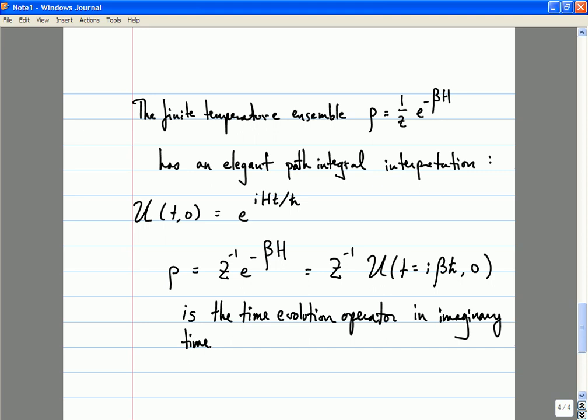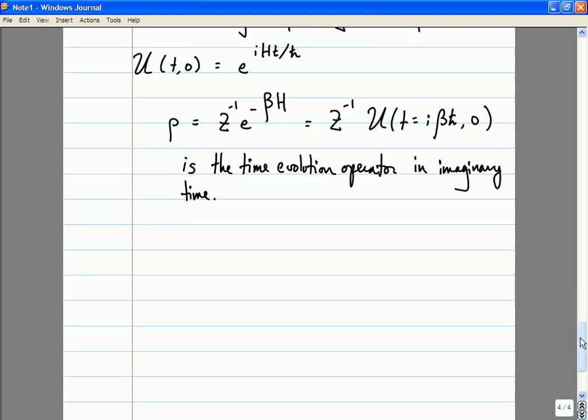We encountered imaginary time when we talked about tunneling amplitudes and the WKB approximation, and I promised you that we would return to it, and I always keep my promises. So, how can we make this useful? How could we turn this into a useful tool for calculating finite temperature quantities?